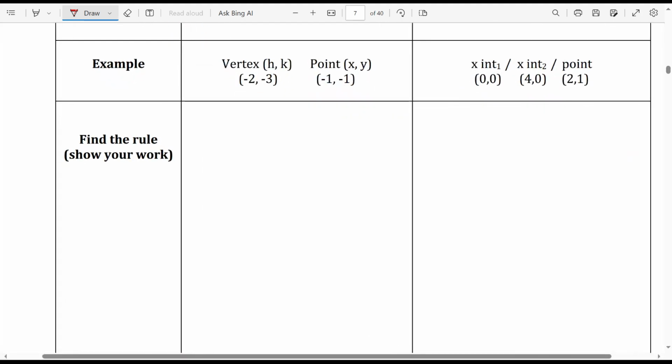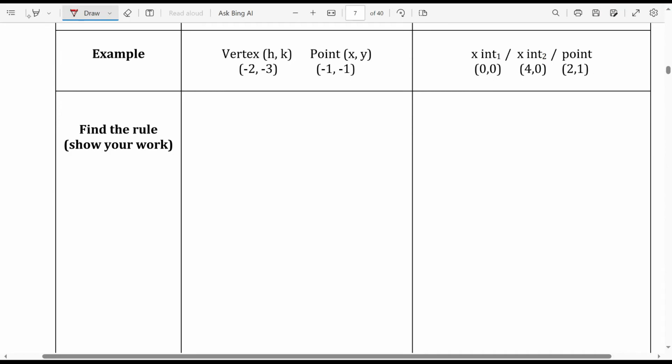As in, if I was given a question where they gave me the vertex and a point, well then automatically I would use this form, meaning y is equal to a(x minus h) squared plus k. So if that's the case, where I'm going to be using that form, I now just put things into place.